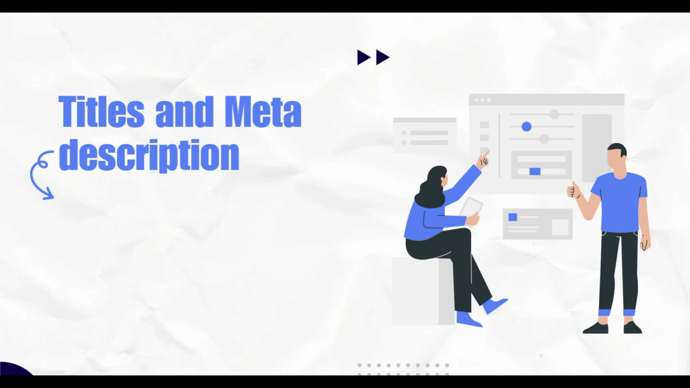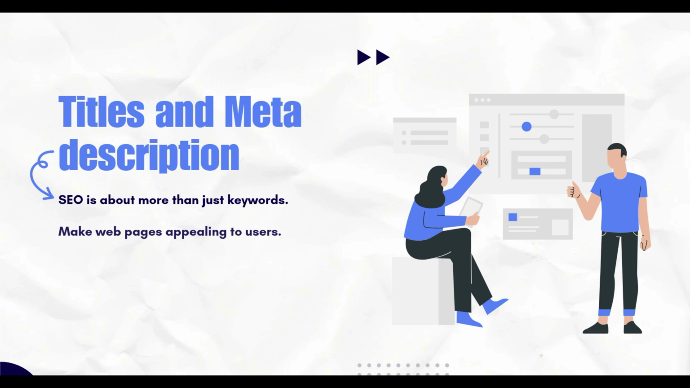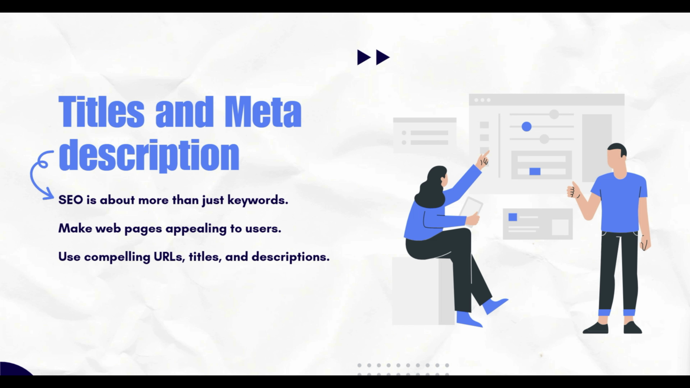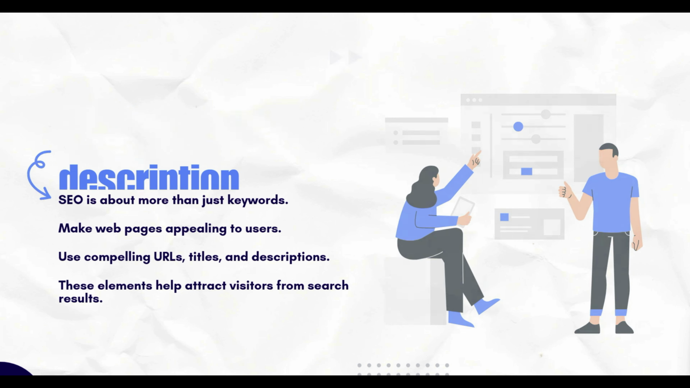So today, we will learn about titles and meta description. SEO is not only about using keywords, but also about making your web pages appealing to users. To attract visitors, your search result should stand out with a compelling URL, title, and description. These three elements play a crucial role in convincing people to choose your website over others in search result.